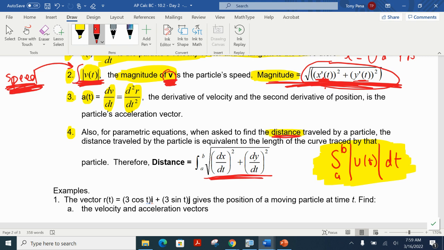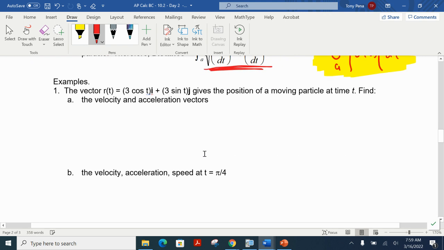We're integrating this over a to b. Same here. We're going to integrate this from a to b if we want the distance traveled. So this is our velocity without the integral. With the integral, it's our distance traveled. All right, let's do a few of these real quick.